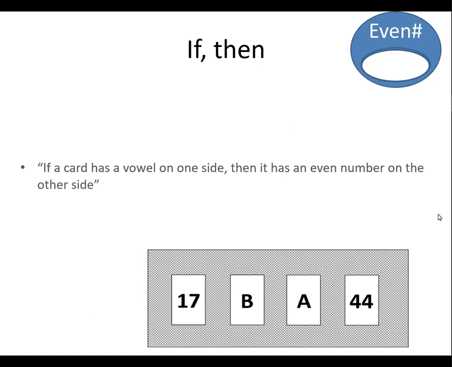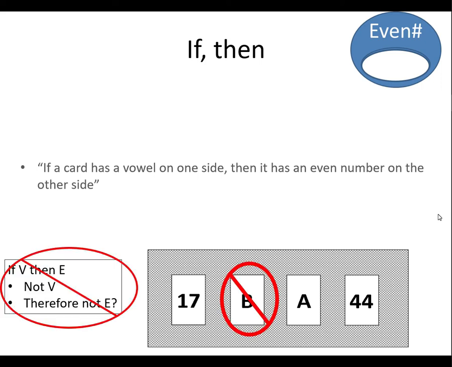The other answer that very few students pick, although some people do choose it, is the one that corresponds with denying the antecedent. Flipping over the consonant card does nothing to test the if vowel then even number claim. Say you flip it over and there's an even number on it.